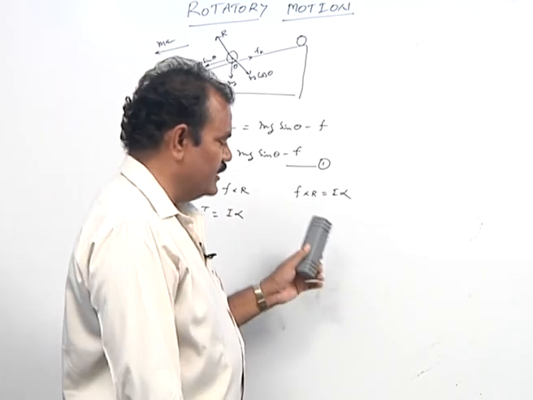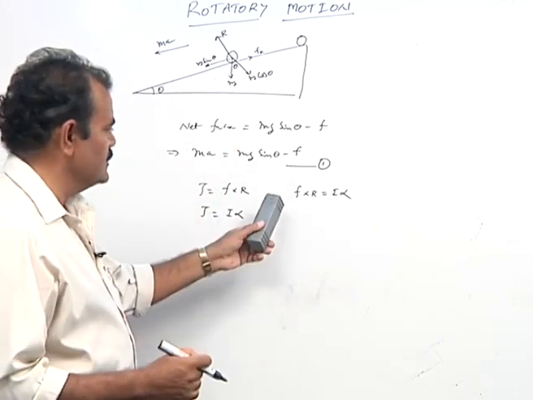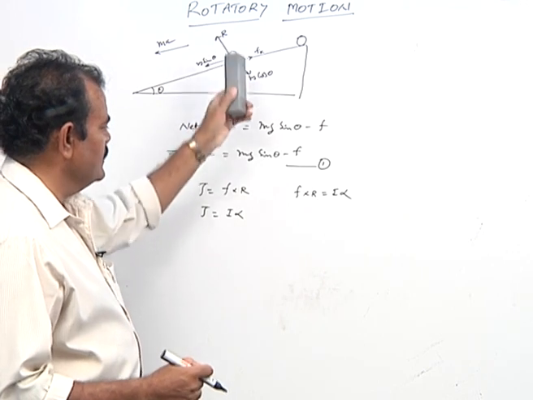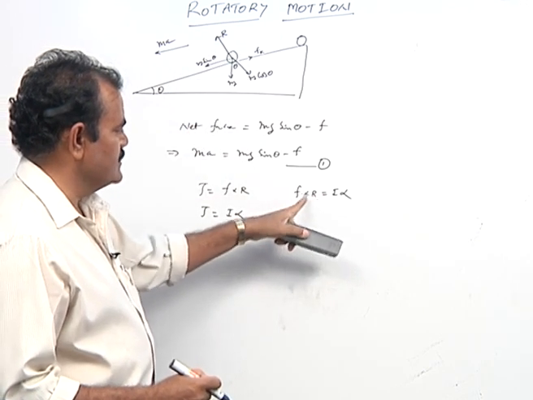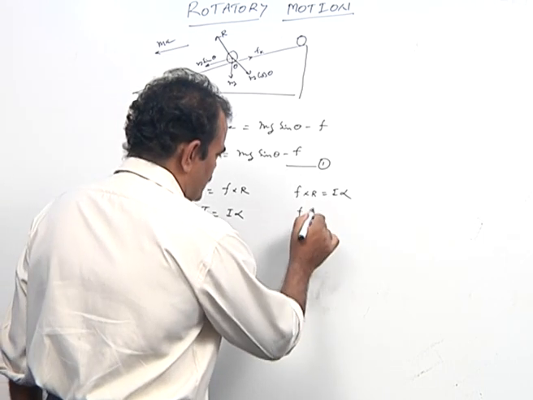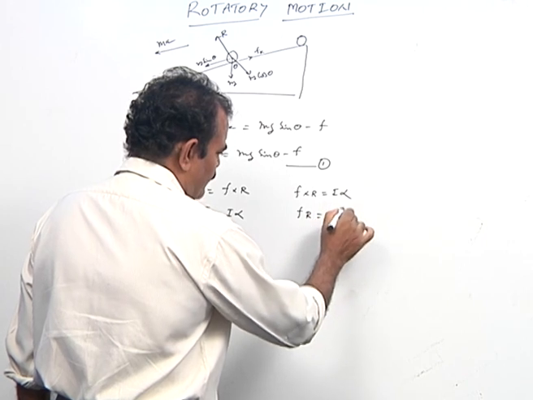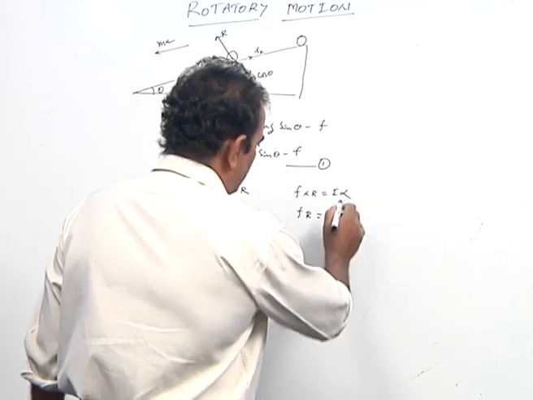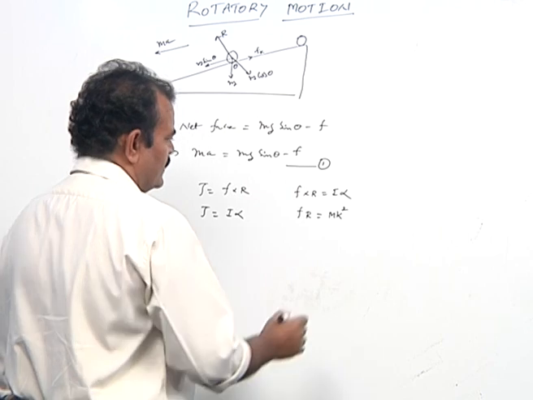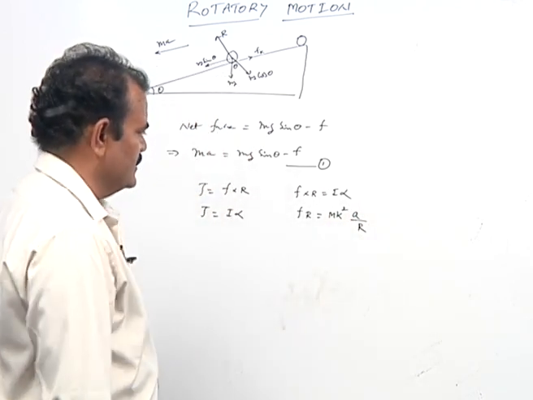Because of the friction only the body is rotating. The friction acts as a force which rotates this body. So force into perpendicular distance, F into R is equal to I alpha. Now I can be taken as mk square, the general formula, and alpha can be taken in this case as a by R. Alpha is equal to a by R.